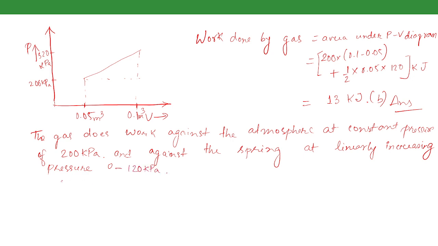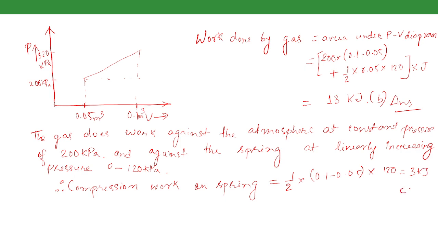Okay, so the compression work on the spring is equal to half multiplied by the base, the area of this triangle only will give the compression work on the spring, that is, (0.1 minus 0.05) multiplied by 120. So this gives 3 kilojoule. Okay, so this is the answer to option C.